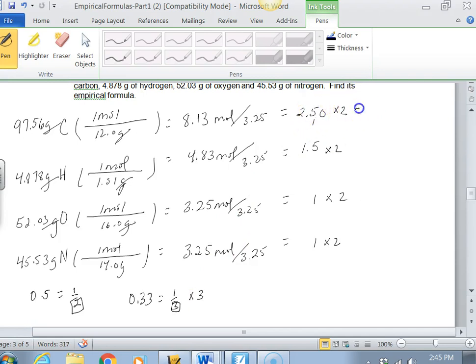So we've got 2.5 times 2, that is 5. 1.5 times 2 is 3. 1 times 2 is 2, and 1 times 2 is 2. That gives me the ratio of C5H3O2N2. Final answer.